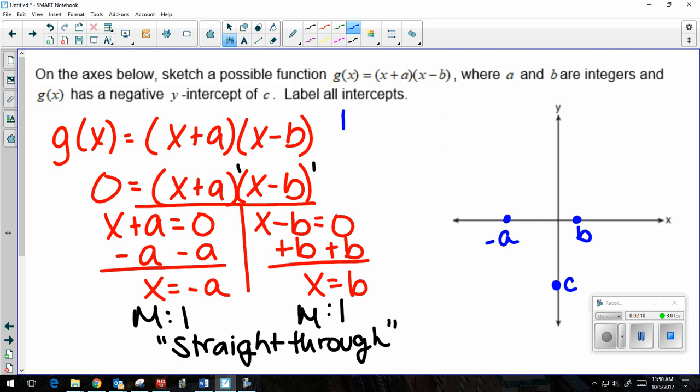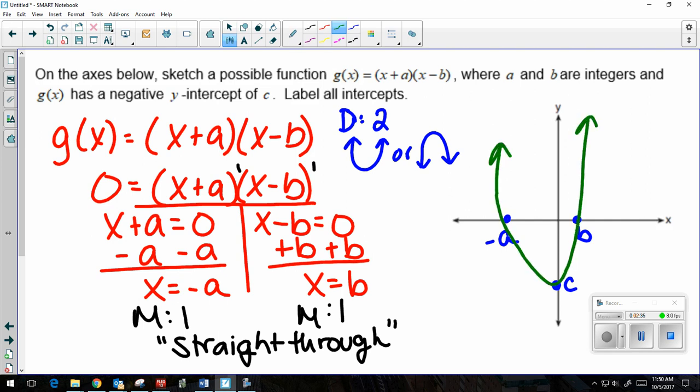Well, degree, I add my exponents. So I have 1 plus 1, which gives me a second degree polynomial, or a quadratic, or a parabola. So that either opens like this, or like that. Now, because I have a y-intercept that's negative, it's going to be the one that points up. So all I need to do now is connect all of my points straight through on each of those. So that's my g of x.